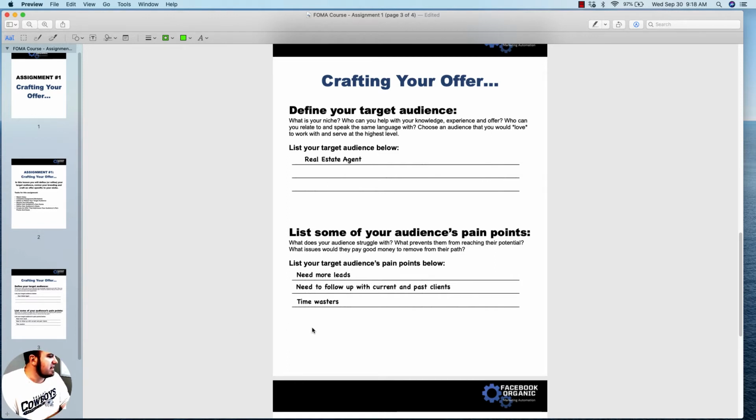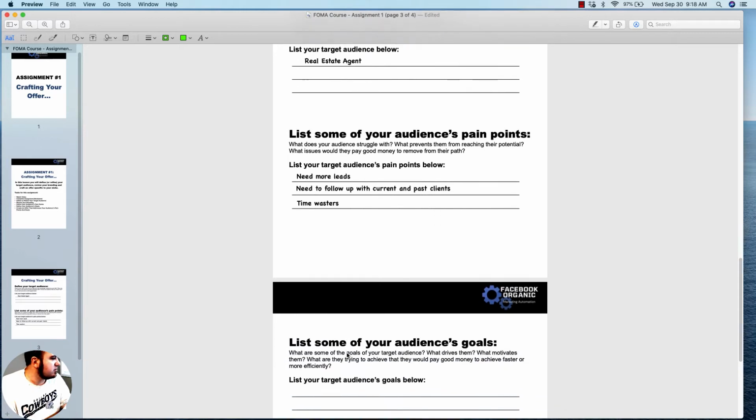So drill in deep to what your audience's pain points are. Obviously, these are just 3 problems. You want to list as much as you can about your target audience. So you can print this off if you want and actually get real detailed. I'm just doing this for this example.